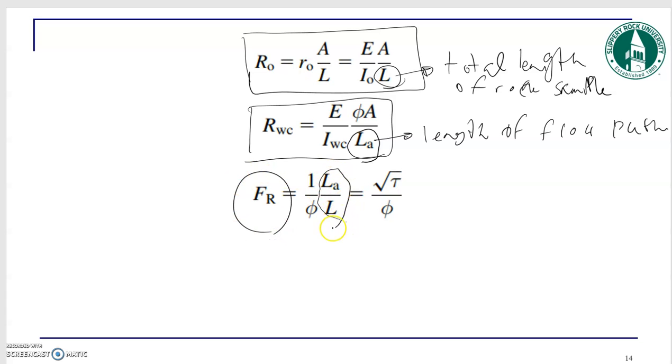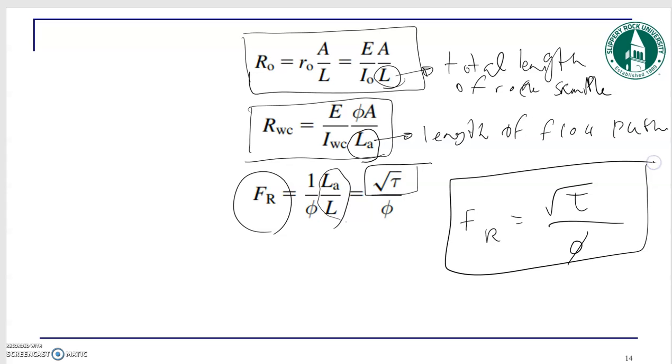And now if you divide these two by each other to get the formation resistivity factor, you will have this LA over L appear in your equation, and this LA over L is the square root of tortuosity. So formation resistivity factor is equal to the square root of tortuosity divided by porosity. You should be careful, this equation is very simple, right? We didn't consider the very complex nature of the pores, so this equation really cannot be applied.